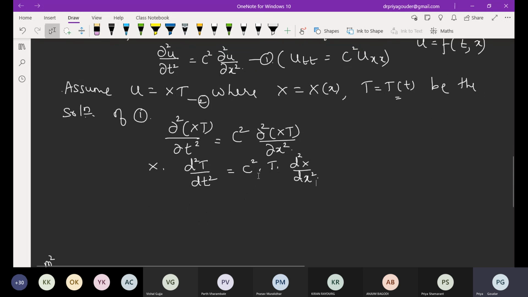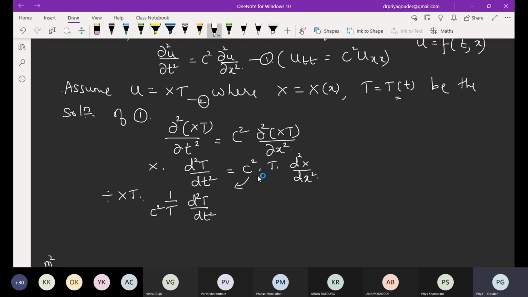Now what is the next intention? In the method of separation of variables, we need to separate the X and T terms. What step do I have to apply? Divide by X and T. Very good, divide by X into T, not by XT. So dividing by XT, what remains is (1/T) d²T/dt². One more thing, I'll transfer this c², because it will become complicated later. Better you transfer it now. c² is a constant.